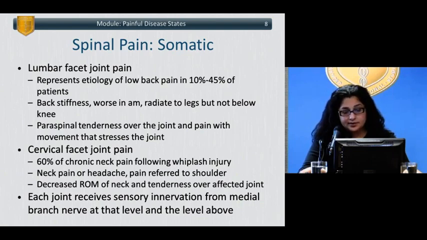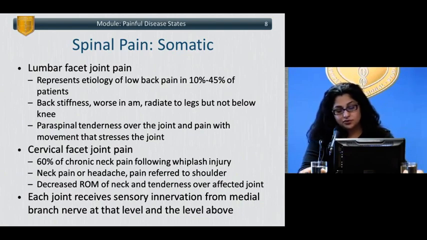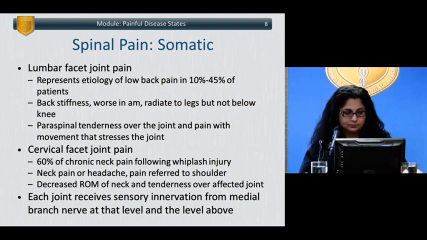On exam, you may find decreased range of motion of the neck, and once again, tenderness over the joint as you stress that joint, meaning having the patient turn to the right, to the left, flex or extend the neck. Facets are innervated by the medial branch nerve of the dorsal rami at the level above and level below that respective vertebral body. We'll talk more about facet joint injections in just a bit as we go over treatment modalities.